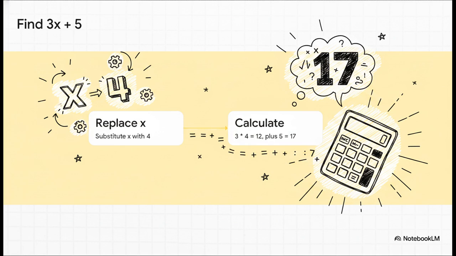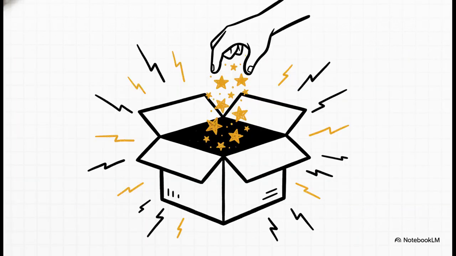Step 1, wherever we see an x, we literally just drop in a 4. Since 3x means 3 multiplied by x, this becomes 3 multiplied by 4 plus 5. Step 2 is just standard arithmetic. 3 times 4 is 12. 12 plus 5 equals 17. Let's put this into practice a bit more.